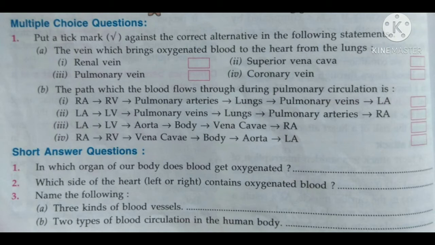Next, name the following. First one, 3 kinds of blood vessels. That is artery, vein, capillary. Next, 2 types of blood circulation in the human body. The 2 types of blood circulation in the human body are pulmonary circulation and systemic circulation.